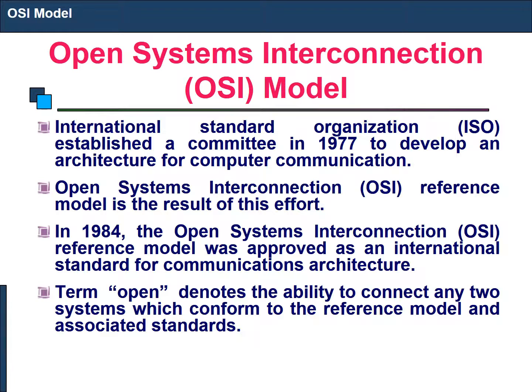The term open denotes the ability of two computer systems which conform to the reference model and associated standards. That means both the systems who want to communicate confirm that they are going to follow the OSI model only. Only then they can communicate data.